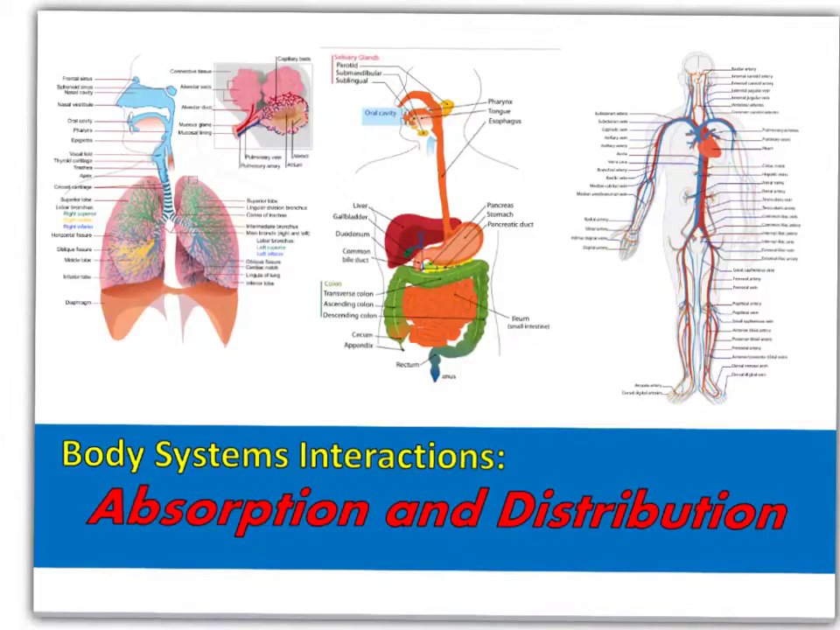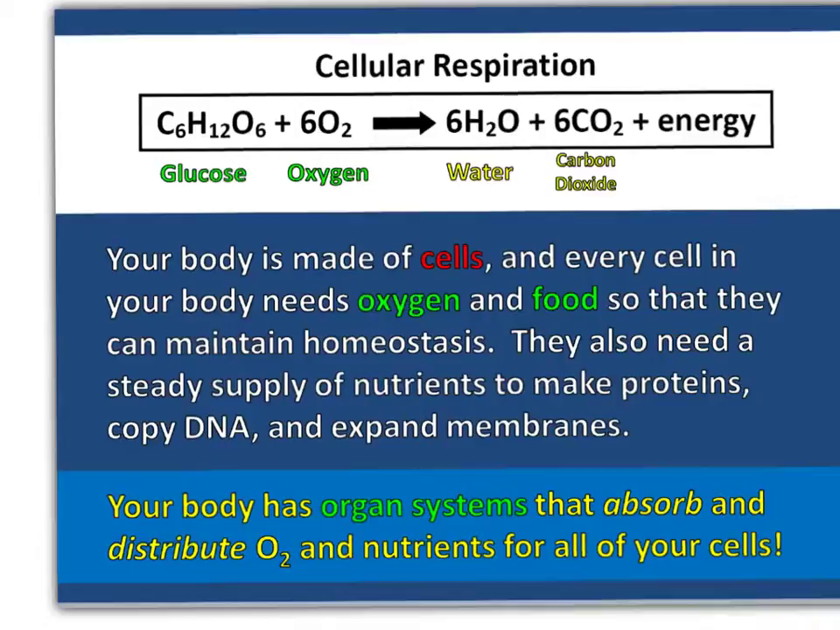Okay, today's lesson is over the body systems that help you absorb and distribute nutrients throughout your body. So if you look on your notes, number 1, what does every cell in your body need? Every cell in your body needs oxygen and food.